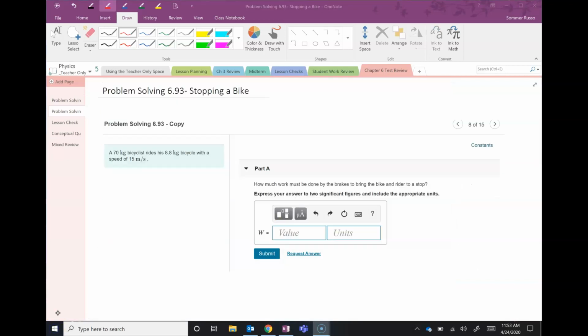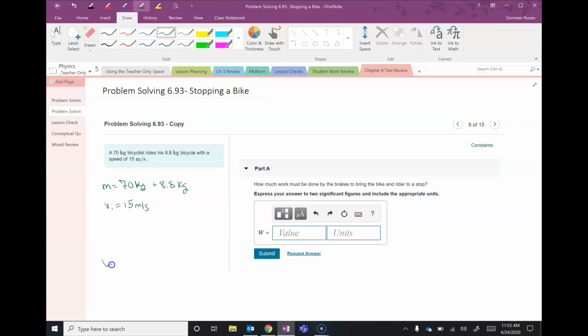This next question is going to run a little bit similar to the last one we just talked about. So we are going to start the same process as normal. Read the question: a 70 kilogram bicyclist plus the 8.8 kilogram bike, and we are moving with an initial speed of 15 meters per second.